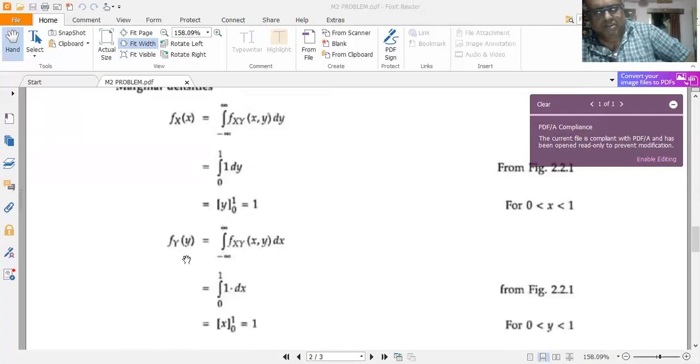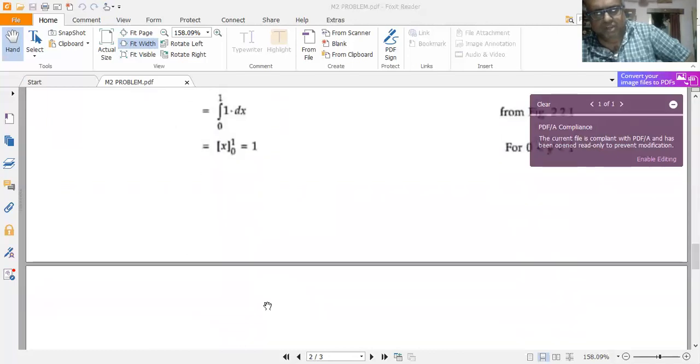for 0 less than x less than 1. Similarly, the marginal PDF of y is fy(y) equal to integral minus infinity to plus infinity of fxy(x, y) dx. fxy(x, y) is given by 1 as per the problem definition. x ranges from 0 to 1. So integral 0 to 1 dx. Integral dx is x with limit 0 to 1, or 1 minus 0 equal to 1.